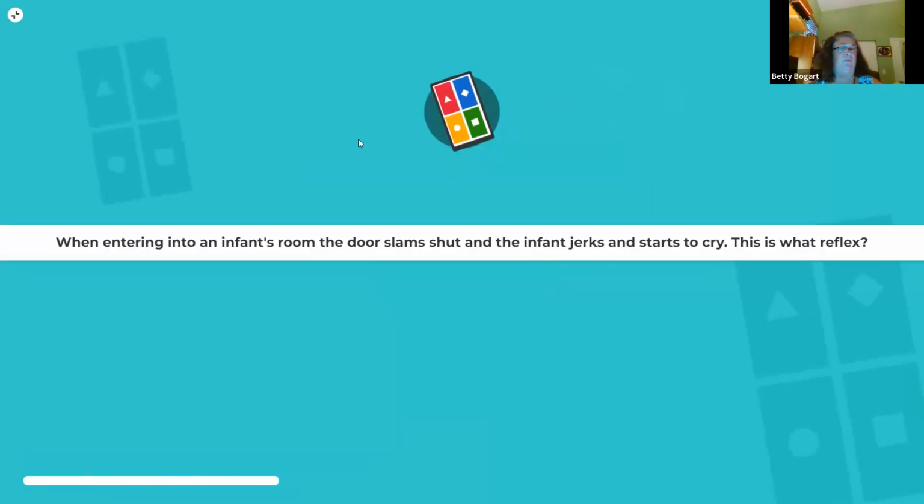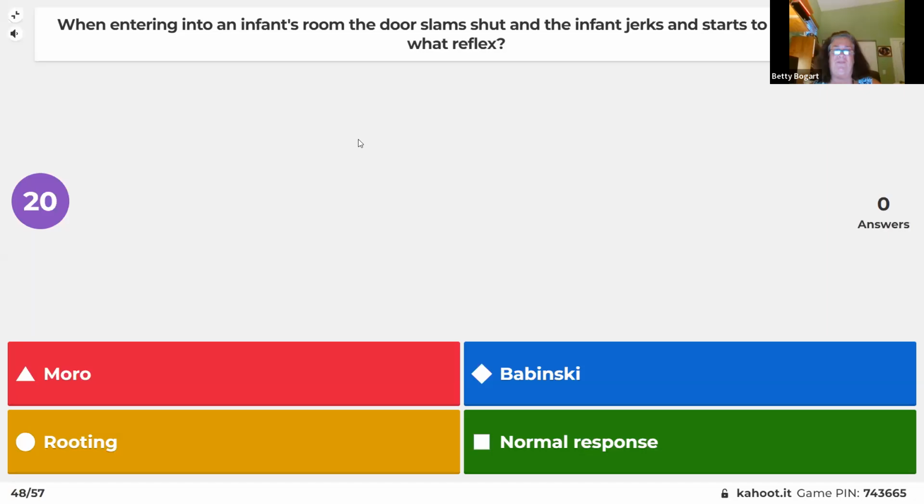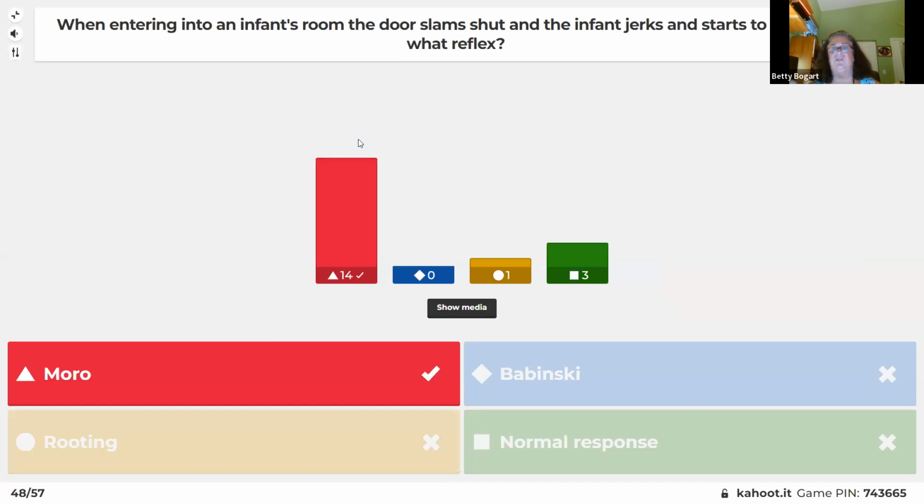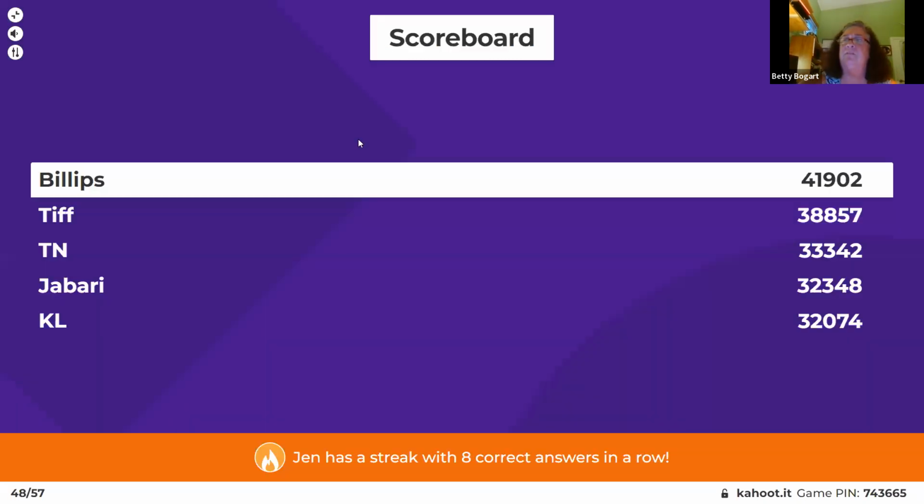When entering an infant's room, the door slams shut and the infant jerks and starts to cry. What is this reflex? This is the other name. So it's either startle or Moro. Rooting again is eating, and we know Babinski, and it is a normal reflex, but it's called a Moro or startle reflex.